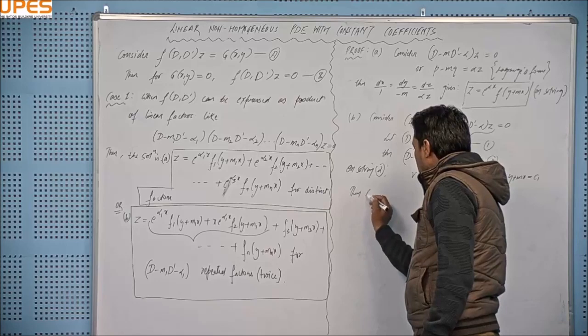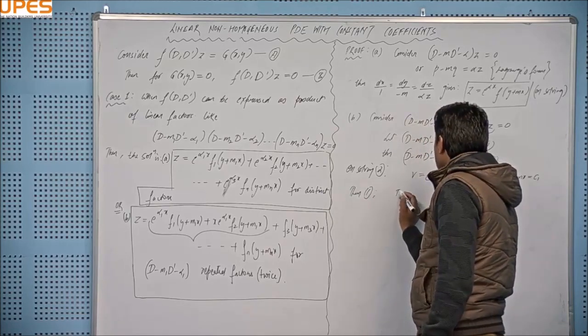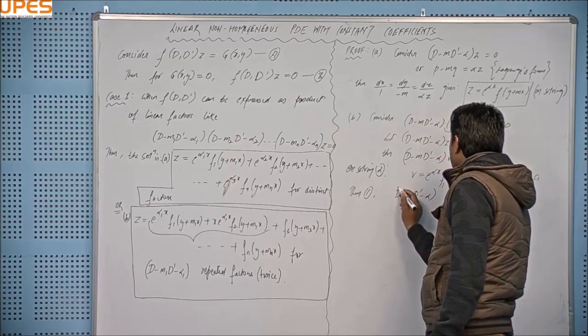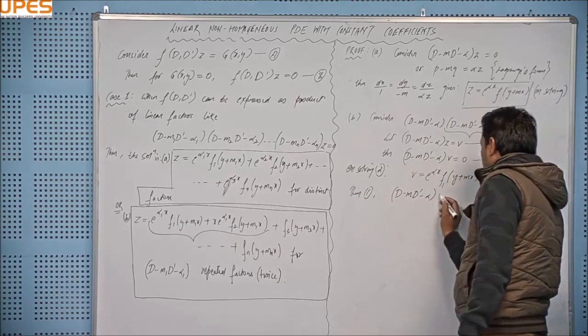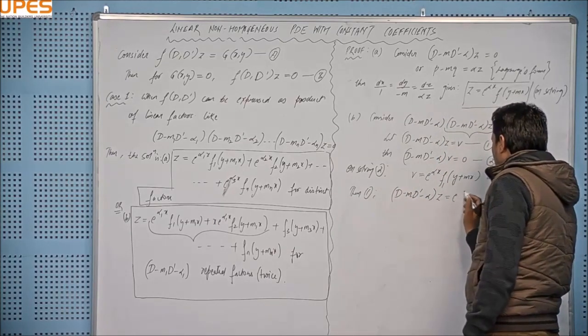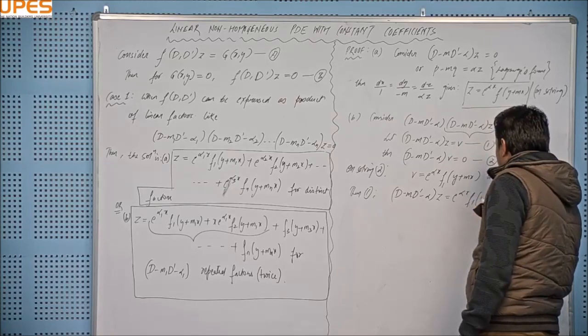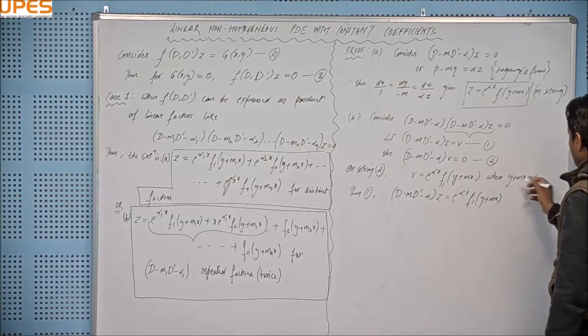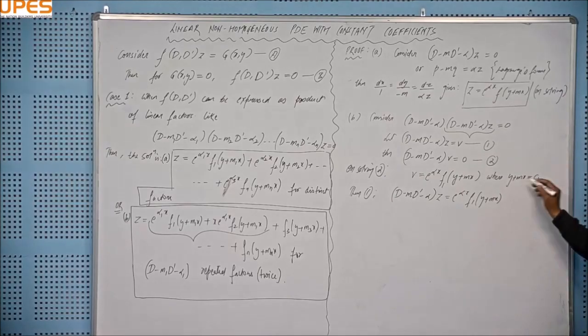Then equation number one reduces to D minus m D dash minus alpha, and then z is equal to value of v e to the power alpha x f1 of y plus mx. And remember, what is y plus mx? y plus mx is actually c1. I have to use it in the solution of this.